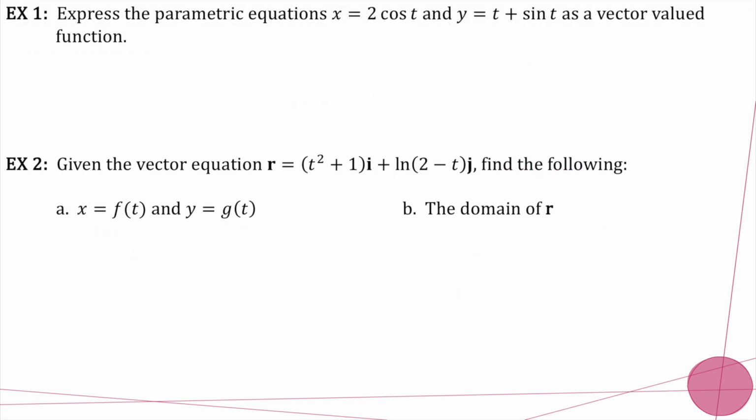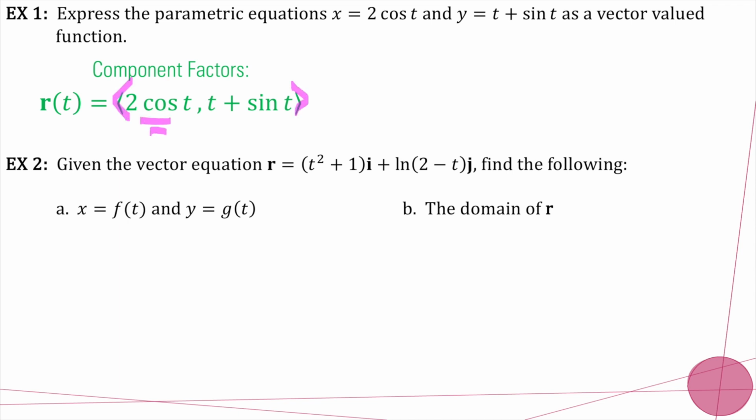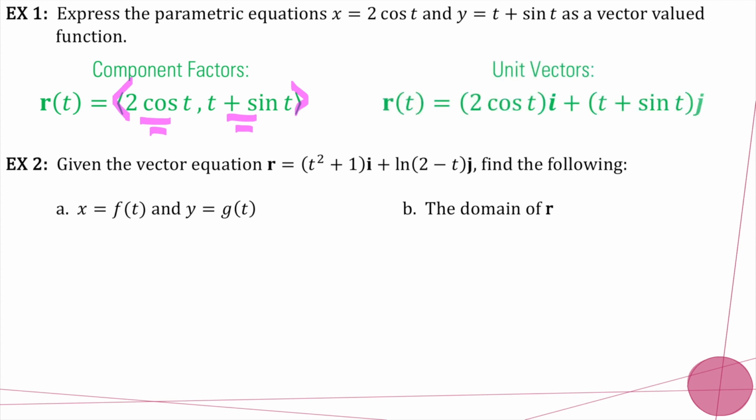Example 1. Express the parametric functions x equals 2 cosine t and y equals t plus sine t as a vector valued function. Okay, this is really not that bad. For component vectors, you just plug it into these little vector brackets. The x parametric equation goes first, and the y parametric equation is second. If you want to do unit vectors, then we've got the x component followed by i plus the y component followed by j.